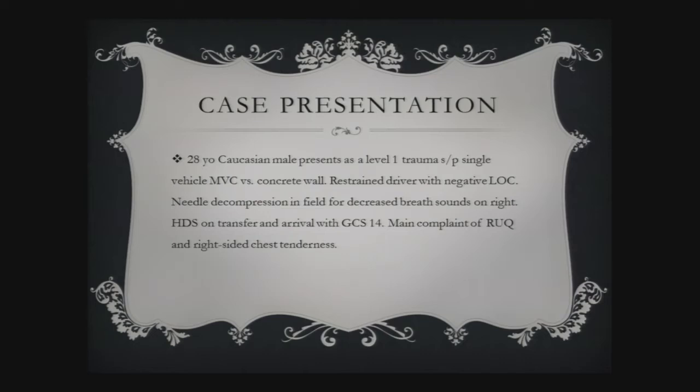So this patient was a 28-year-old Caucasian male. He presented as a level 1 trauma after a single motor vehicle crash with a concrete wall. He was a restrained driver. He had a negative LOC. In the field, he had a needle decompression for decreased breath sounds on the right. He was hemodynamically stable on transfer, and he arrived with a GCS of 14, and his main complaint was right upper quadrant and right-sided chest tenderness.